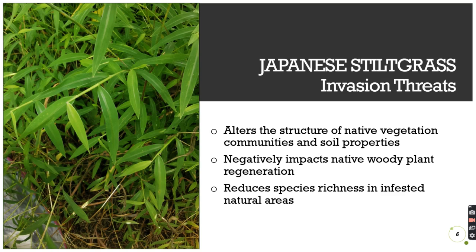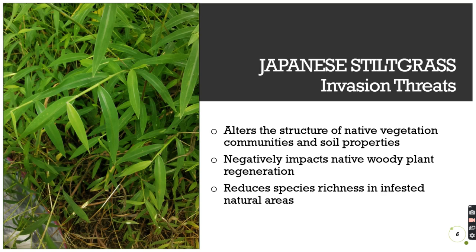This species may pose significant ecological threats to ecosystems in Ontario due to a variety of factors. For instance, Japanese stiltgrass has been found to alter the structure of native vegetation communities due to its rapid growth rate and ability to shade out native species.